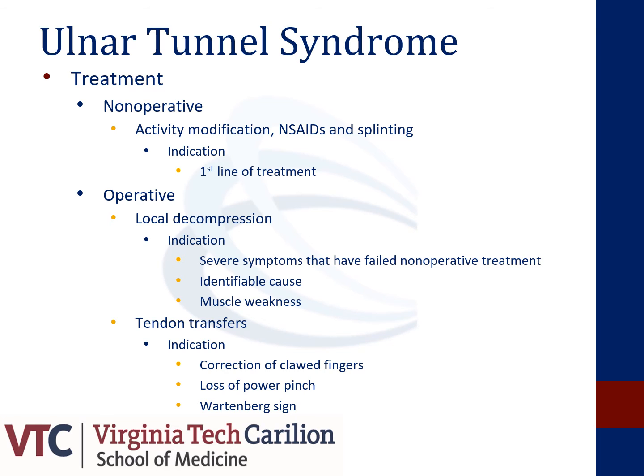Techniques involved for local decompression are dependent upon the underlying cause of the patient's ulnar tunnel syndrome, such as if the patient has a ganglion cyst, then the ganglion cyst would need to be excised. If there is an associated hook of hamate fracture, that hook of hamate should be resected. If there is an underlying vascular etiology, that should be identified.